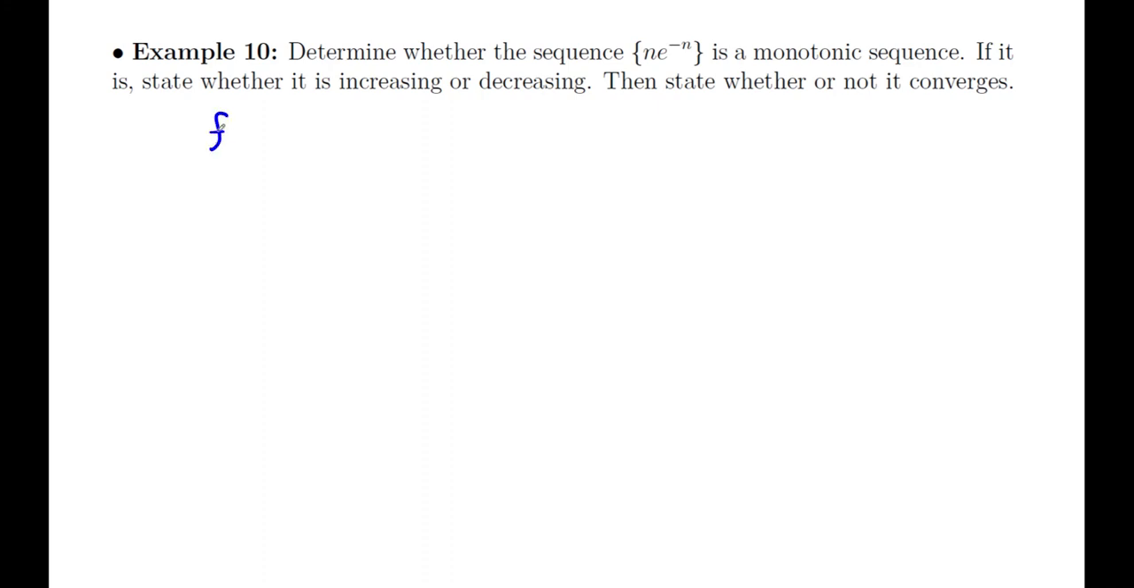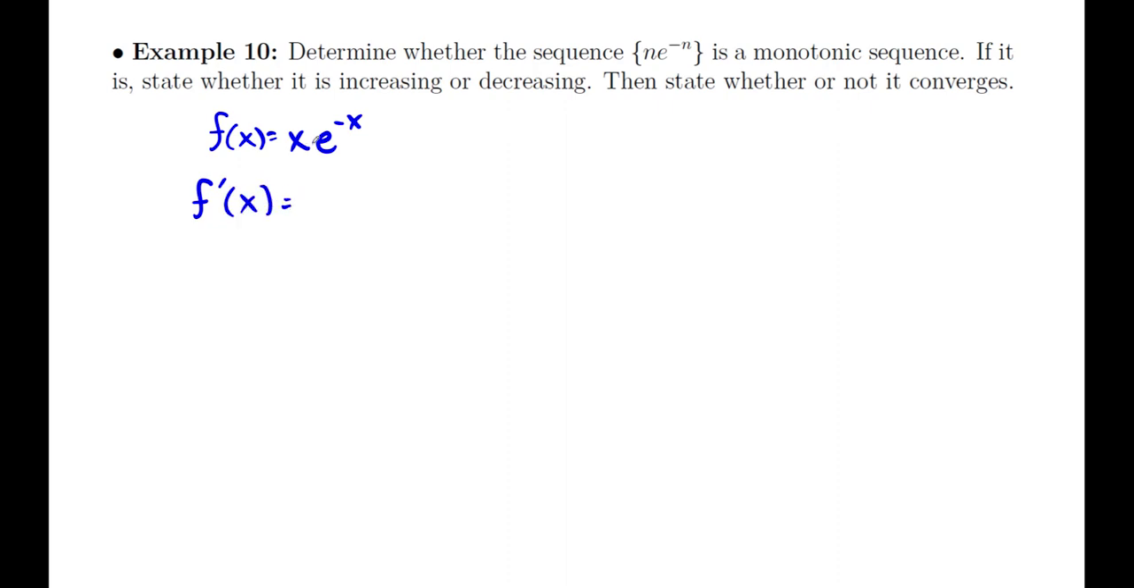I'm going to think not about the sequence for a moment, but let's think about the function x e to the negative x, right? Because one of our theorems earlier said that it was okay to take a sequence and just think about its function, where you replace the n's, which are just 1, 2, 3, 4, with x's, which can be anything. So remember, a function is increasing when the first derivative is greater than 0, and it's decreasing when the first derivative is less than 0. So let's go ahead and compute that first derivative.